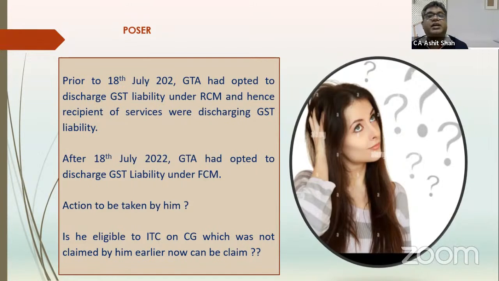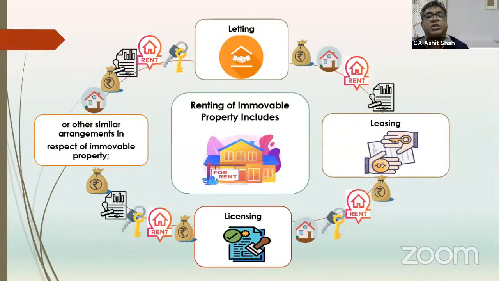Okay, sir. Yeah. So now let's move on to the next thing. Another very burning issue is renting of immovable property, which is used for dwelling, for residential use. So what do we mean by renting? First of all, let us try to understand. Schedule 3 says that renting of immovable property includes letting, leasing, licensing, or other similar arrangement in respect of immovable property. Then it means renting of immovable property services.